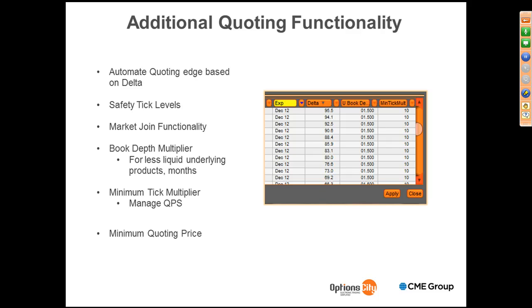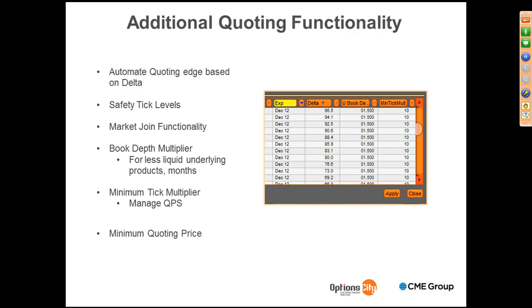We also have market join functionality that's based on quantity that's out there. If you're willing to step up and join a certain quantity and still get a minimum level of edge that you care about. And relatively newer to this market join functionality, you can also adjust your market join quote size as well.